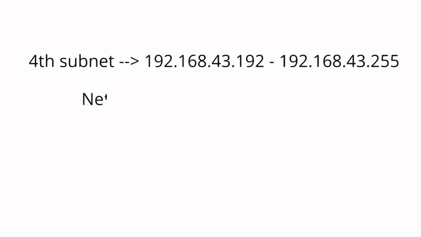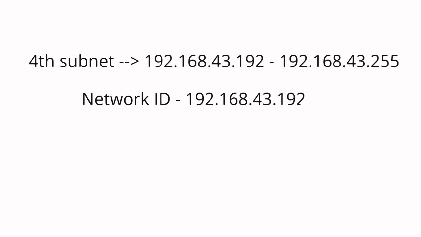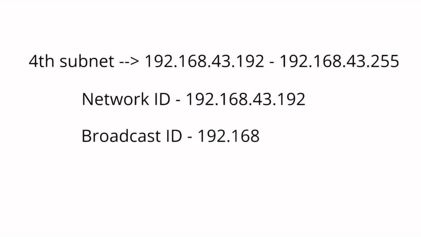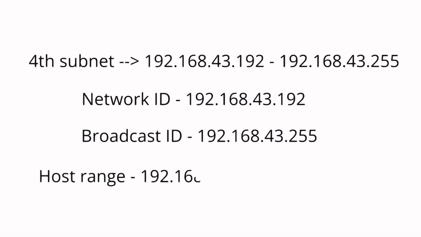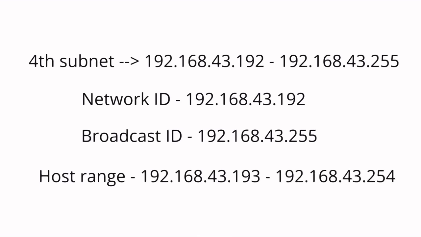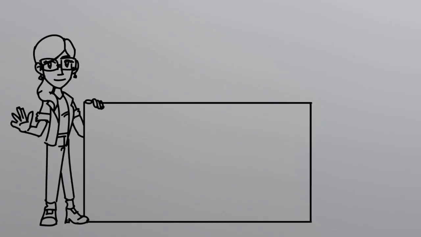Moving on to our last subnet, in the range of 192.168.43.192 to 192.168.43.255. Our first address in range is reserved for the network ID, 192.168.43.192. Our last address in range is our broadcast ID, 192.168.43.255. And finally, our host range is 192.168.43.193 through 192.168.43.254.